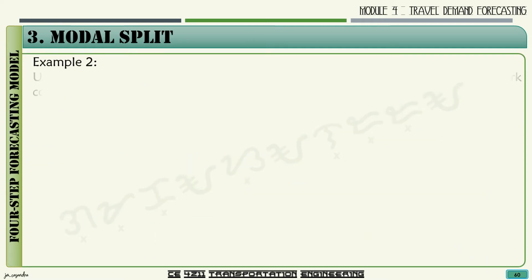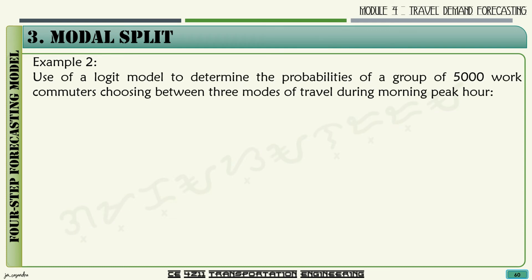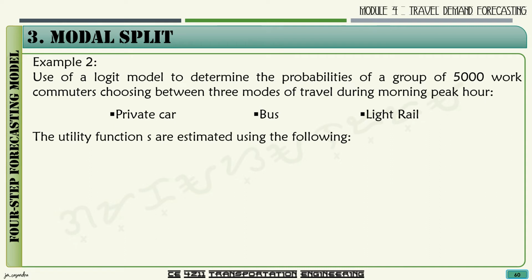So next example for the modal split. Let's use a logit model to determine the probabilities of a group of 5,000 work commuters choosing between three modes of travel during the morning peak hour. So the three modes now are the private car, the bus, and the light rail. So the utility functions are estimated now using the following.